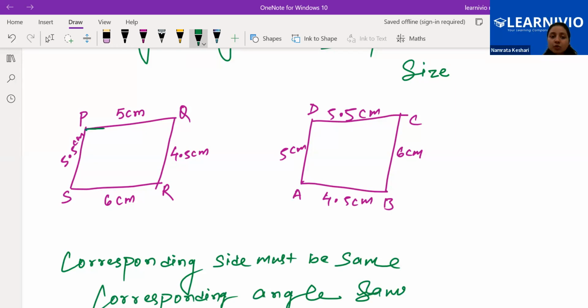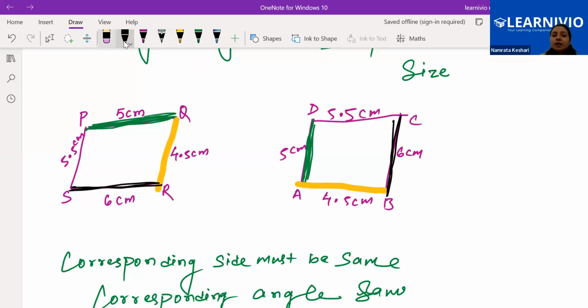Here we can see PQ, and the corresponding side of PQ is AD. Can you see it? Yes, ma'am. Similarly, the corresponding side of QR is AB. Similarly, the corresponding side of SR is BC. And the corresponding side of PS is CD. Okay, this is the meaning of corresponding side.